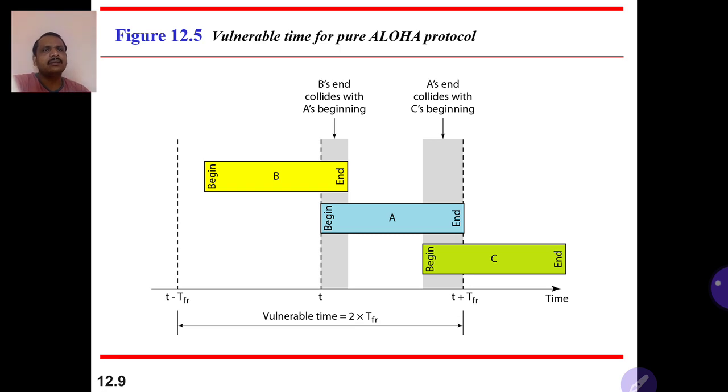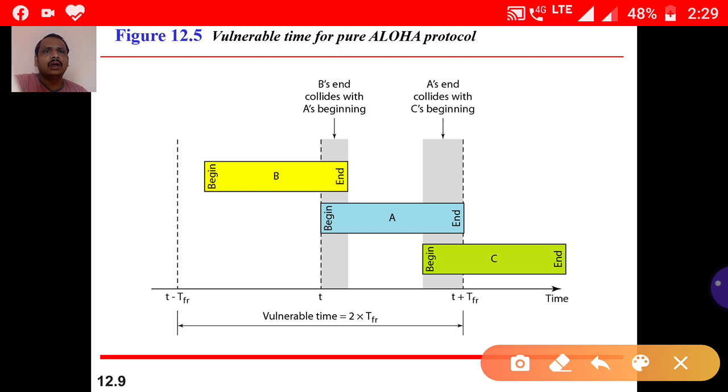You can understand here, what is the vulnerable time for an Aloha protocol? There are stations A, B, C. A can transmit at a time T. Even B can transmit at the previous T minus TFR, where TFR is the frame transmission period, right? So at T plus TFR, A will be finished. Before that T plus TFR, C already gets transmitted.